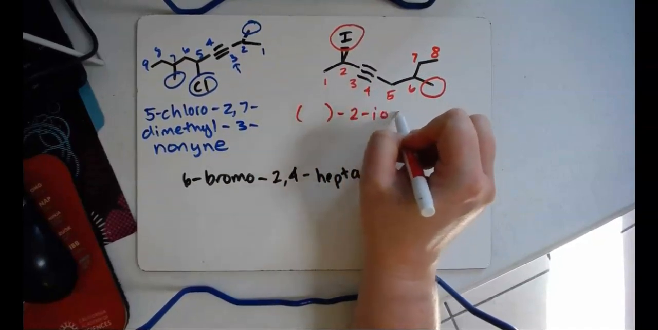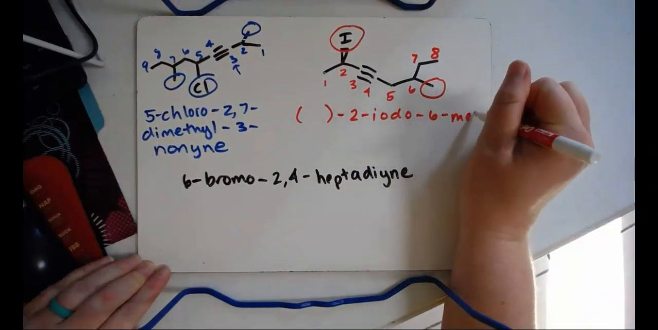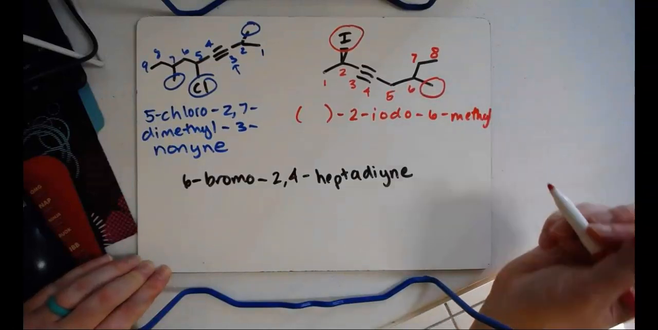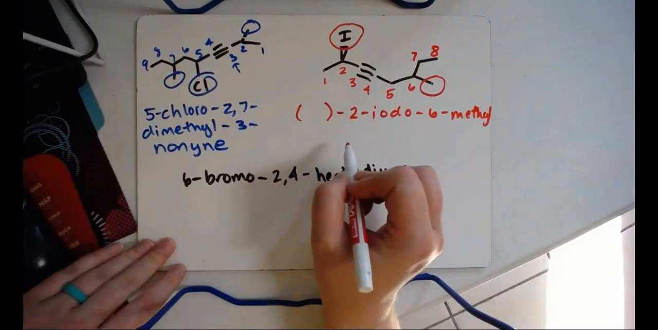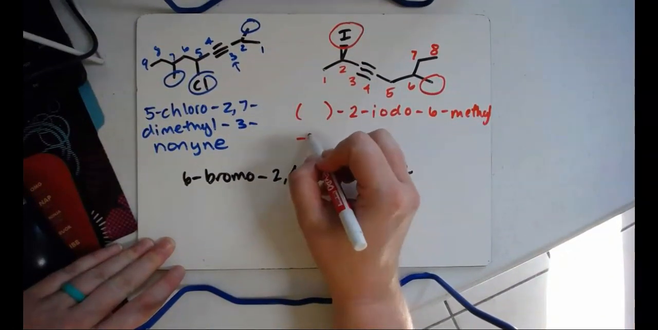2-iodo-6-methyl, pretty much ran out of space there. And then we have octyne with a triple bond at number 3.